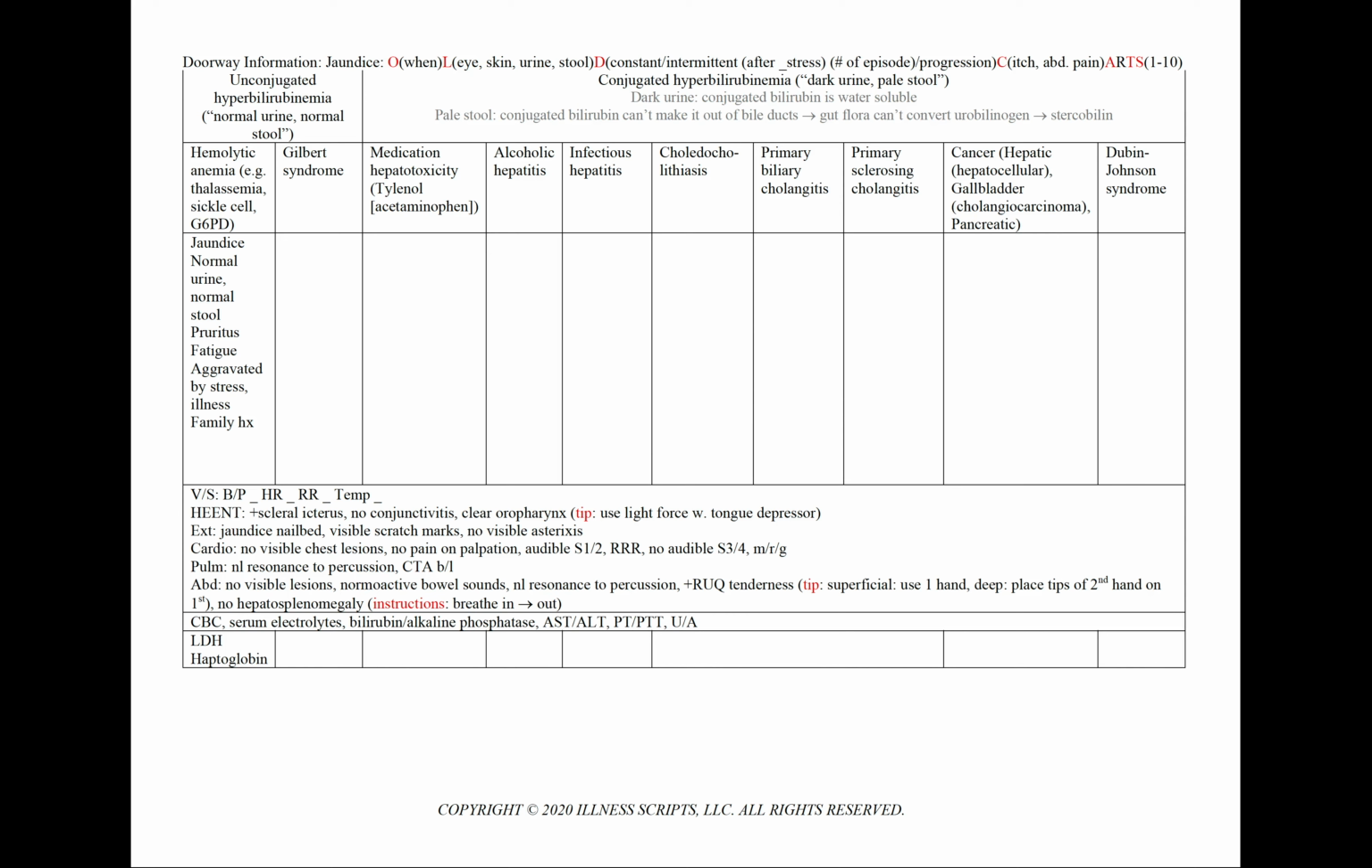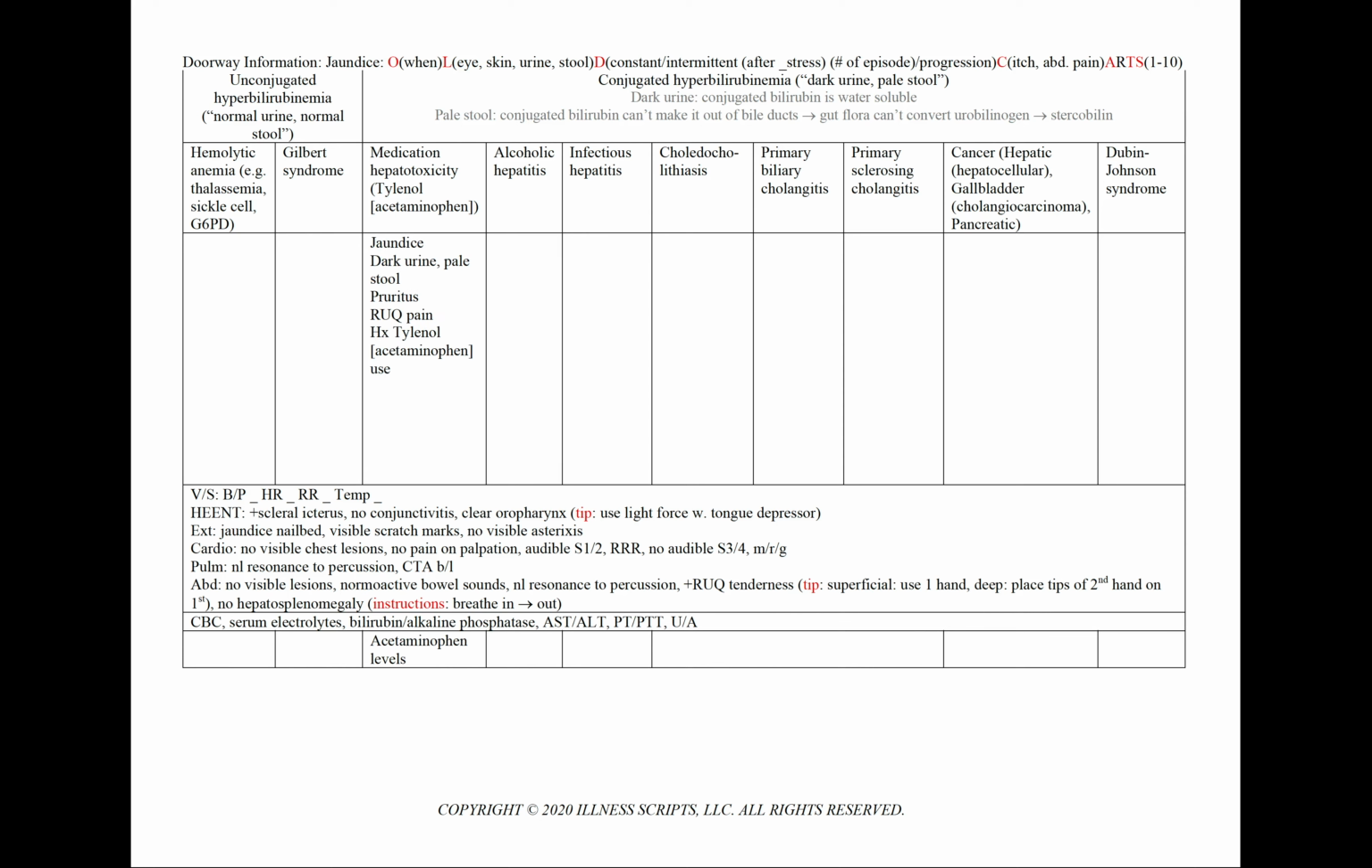In hemolytic anemia, such as from thalassemia or sickle cell or G6PD, our supporting points will include jaundice, a normal urine or normal stool indicating that it is a case of unconjugated hyperbilirubinemia, pruritus, fatigue, and it can be aggravated by stress or an illness. And we can also see a family history. We'll include in our workup an LDH and haptoglobin. In Gilbert syndrome, we'll see a jaundice with a normal urine and normal stool, pruritus. It can be aggravated by stress, illness, fasting, or physical exertion, and a positive family history.